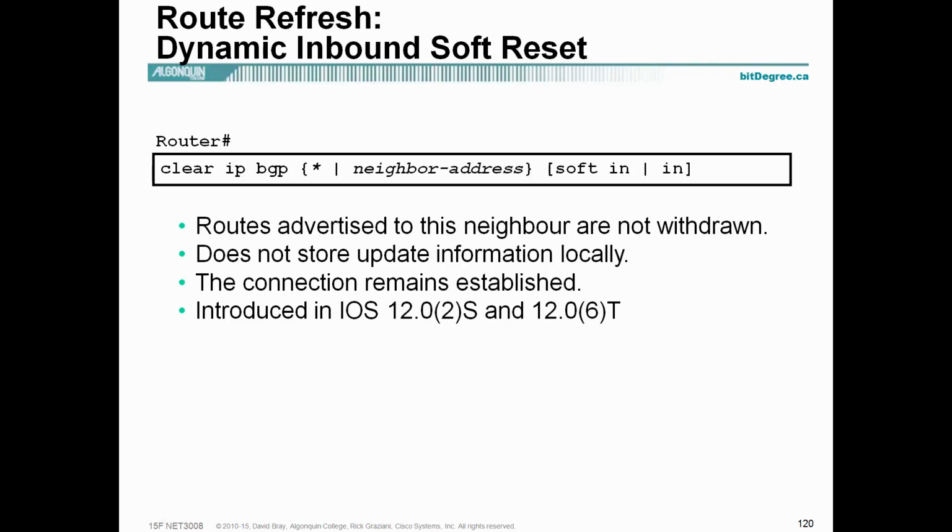If you're wondering if the neighbor supports it, one way to do that is to use the show ip bgp neighbors command, and in the output that you receive from that command, there'll be a line that says received route refresh capability from peer. So it'll show that that peer has the capability to do this.